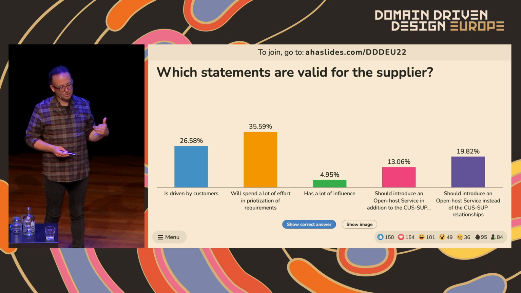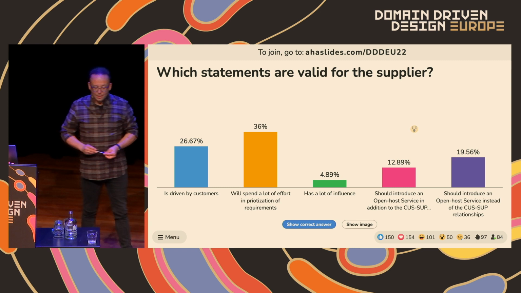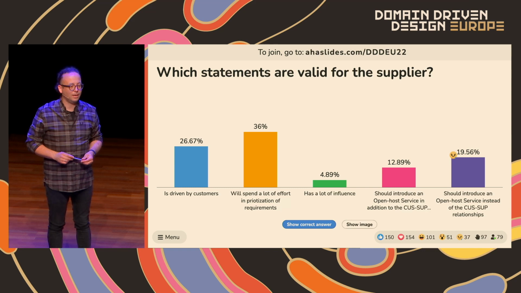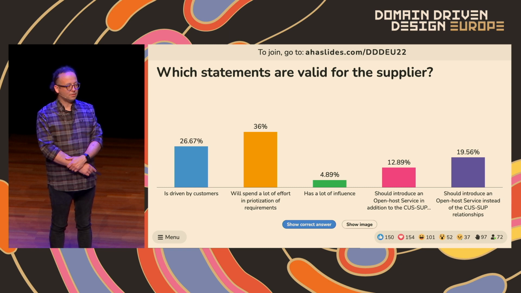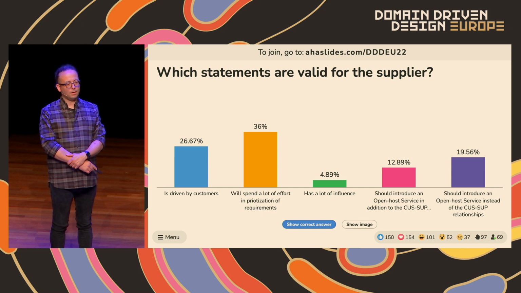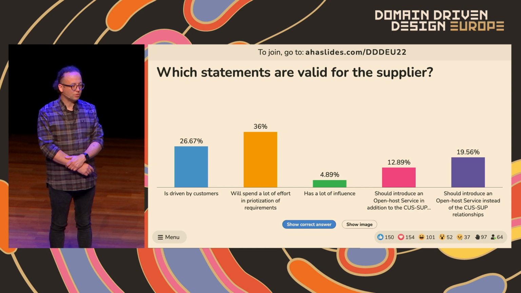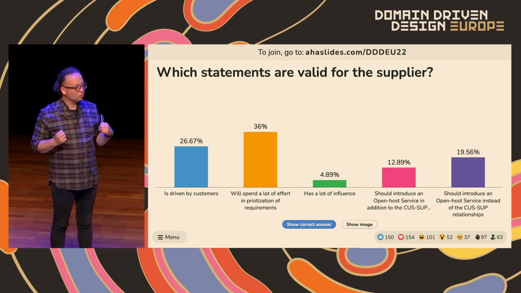Now, what we had was, you should introduce an open host service in addition to the customer-supplier relationship. That brings me to a quick hint. An open host service is usually aimed at a variety of downstream clients. Now, when you start adding customer-supplier relationships to an open host service, you may end up in very difficult situations. So, hint from my side as a future scenario, I would usually avoid customer-supplier relationships against open host services.